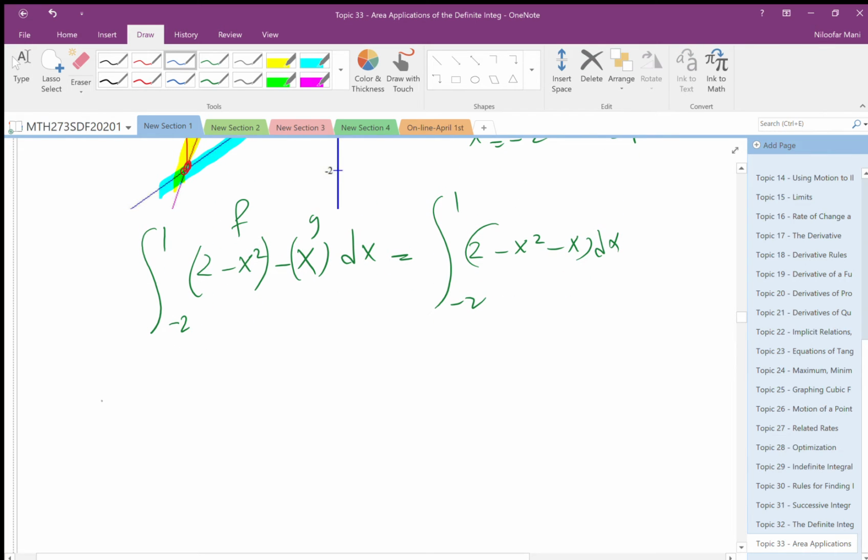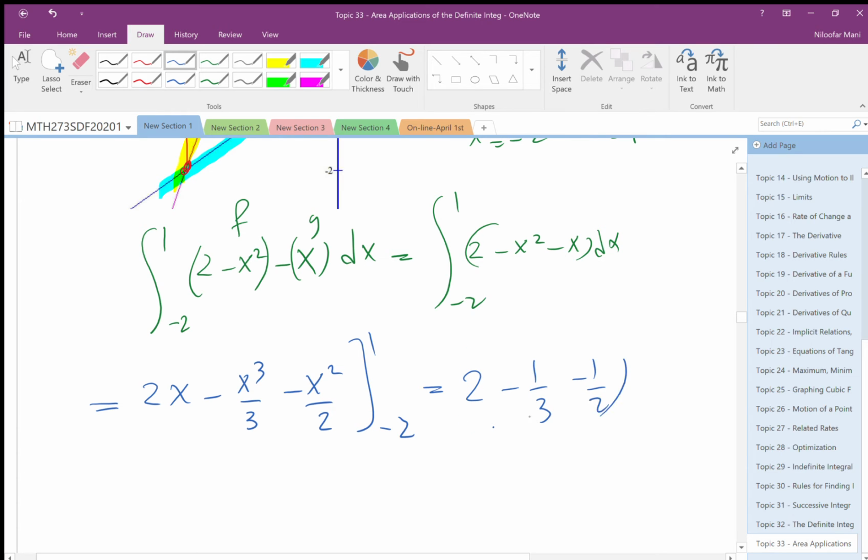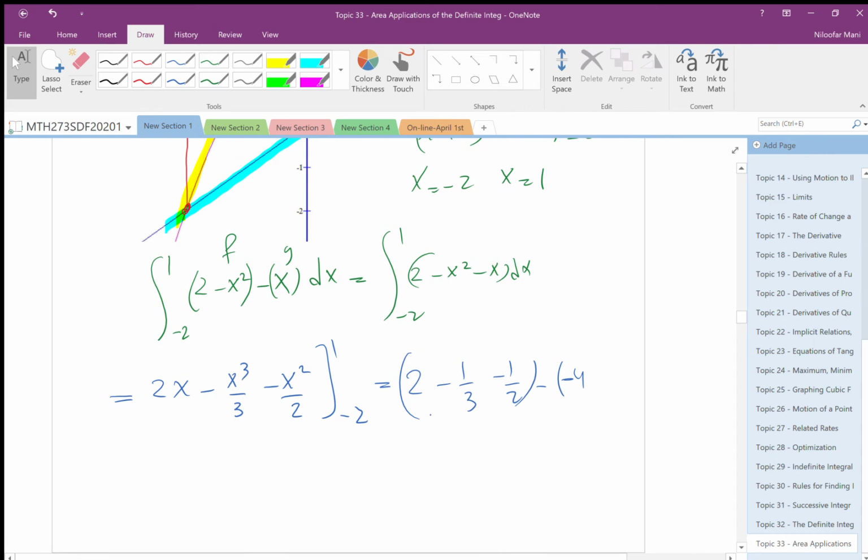So I do the integral, which is 2x minus x cubed divided by 3 minus x squared divided by 2, from minus 2 to 1. Okay, so you have to put 1. So 2 minus 1 over 3 minus 1 over 2, minus, now I put minus 2. So minus 2 times 2 is minus 4, and minus 2 cubed is minus 8, so minus minus 8 divided by 3.